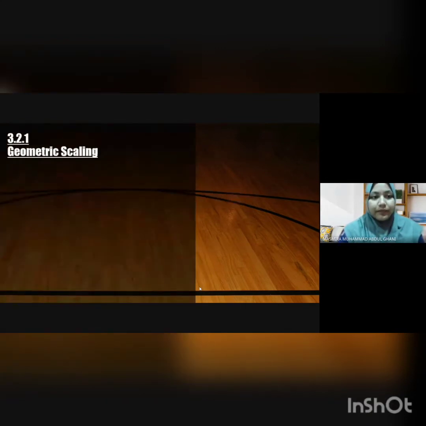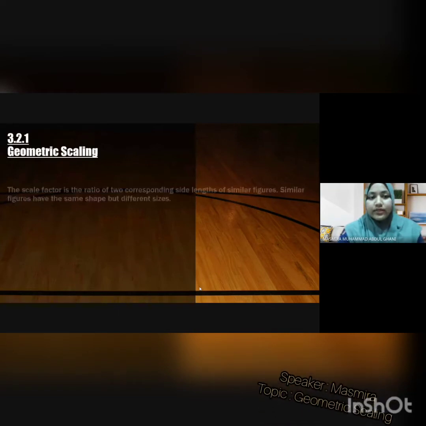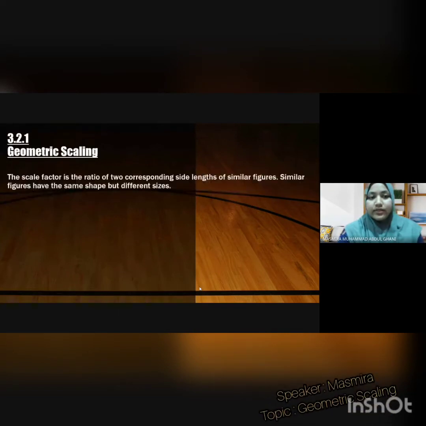Okay, next, 3.2.1, which is geometric scaling. Geometric scaling: the scale factor is the ratio of two corresponding side lengths of similar figures. Similar figures have the same shape but different size.